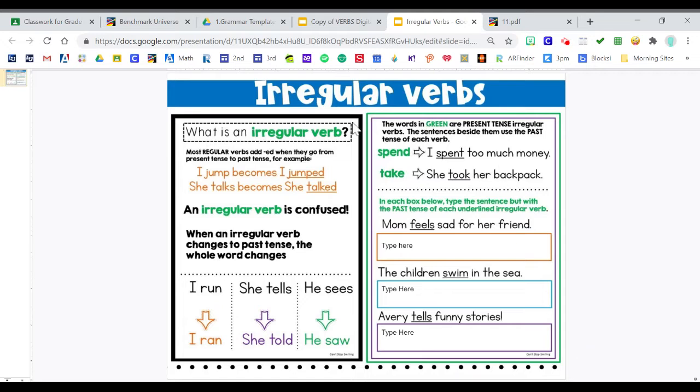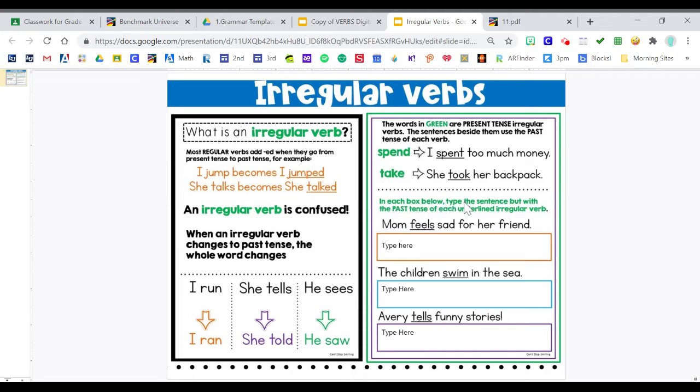All right, let's look at this slide. The words in green are present tense. That means they're happening right now. The sentences beside them use the past tense of each verb. So spend turns into spent. So, I spent too much money. Take turns into took. She took her backpack.